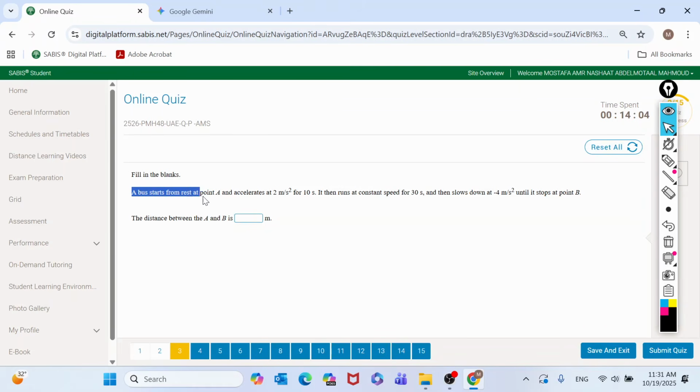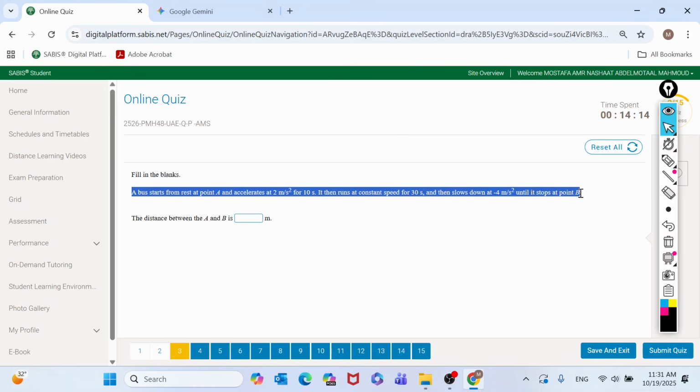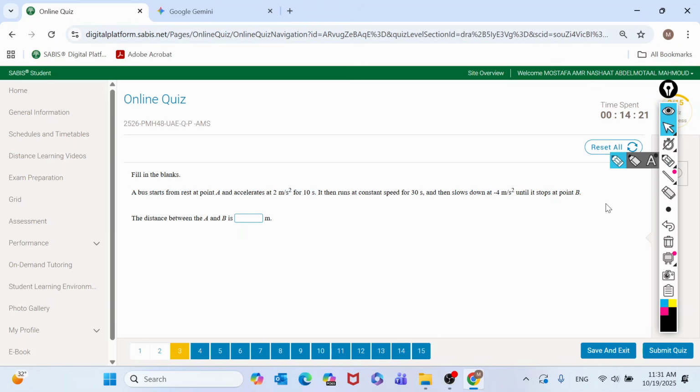A bus starts from rest at point A, accelerates for 2 meters per second squared for 10 seconds. It then runs at a constant speed for 30 seconds and then slows down at -4 meters per second squared until it stops at point B. Okay guys, this question is so long and I hate solving it, but let's just do it quickly. So a bus starts from rest at point A and it accelerates at 2 meters per second squared for 10 seconds.